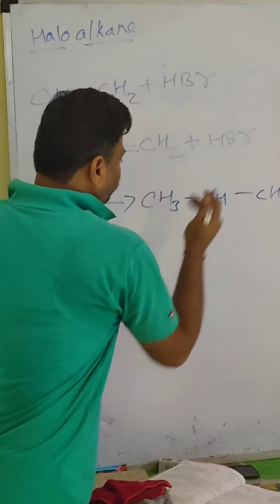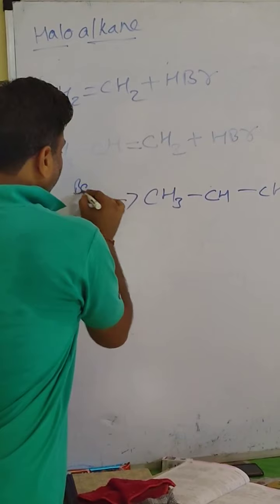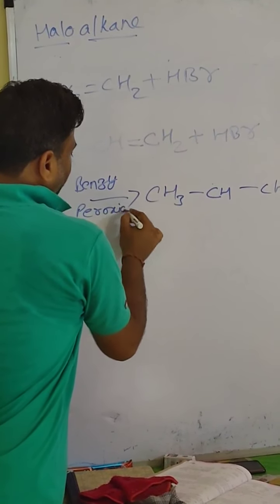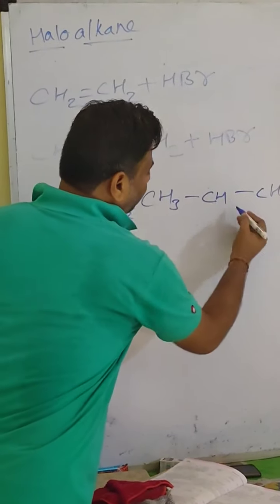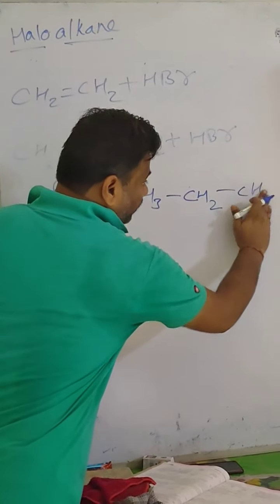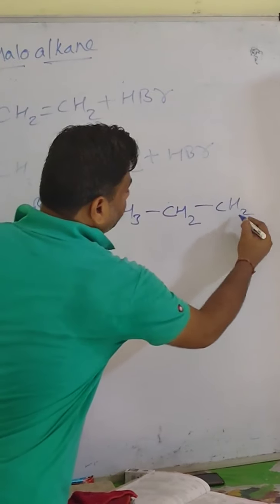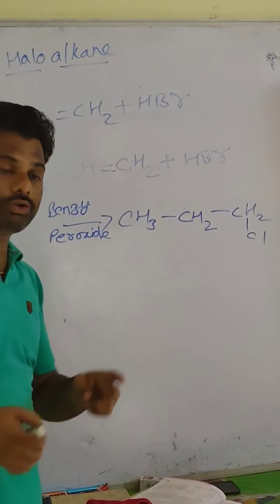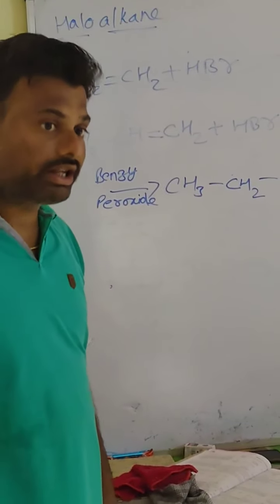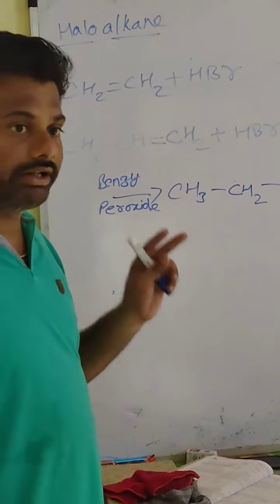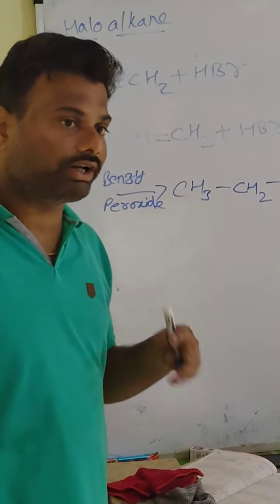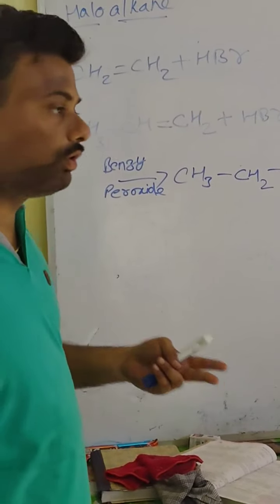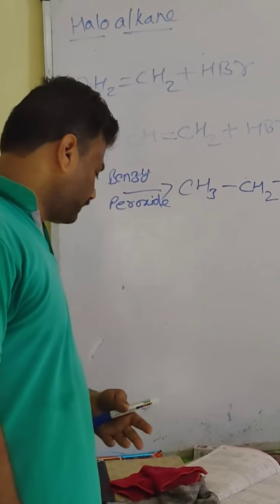Now the resultant according to this Kharasch effect, in the presence of benzoyl peroxide, will be CH2, then CH2Cl. This will be the resultant product. So these are the two products that we get from an alkene, depending upon the reactant. It follows two rules: one is Markovnikov, and the other is the opposite of Markovnikov, that is the anti-Markovnikov rule, also called the Kharasch effect.